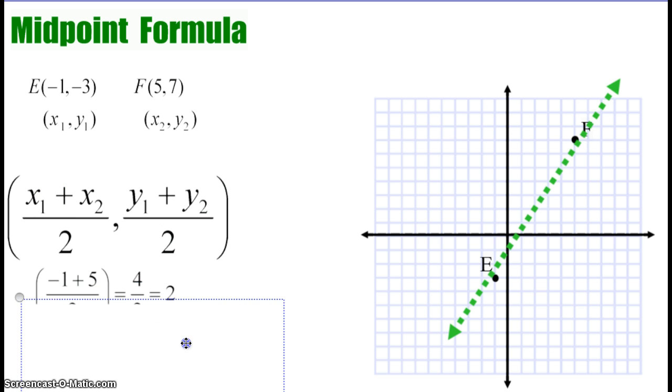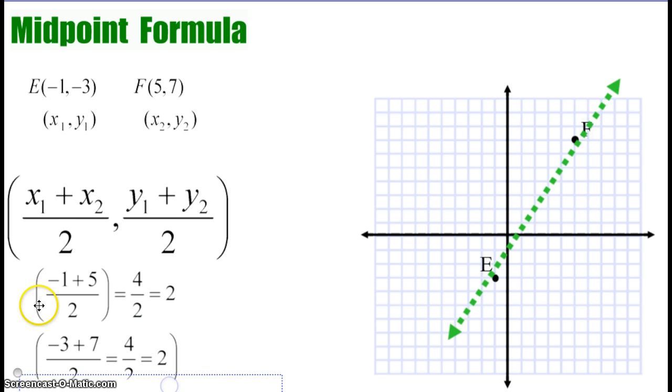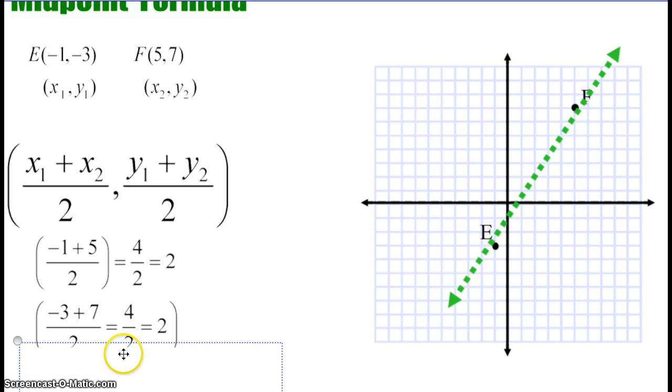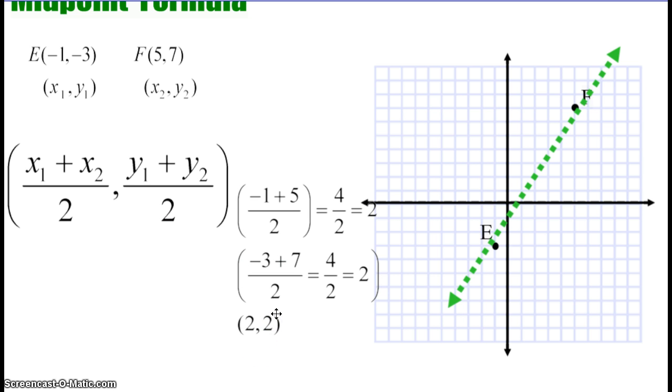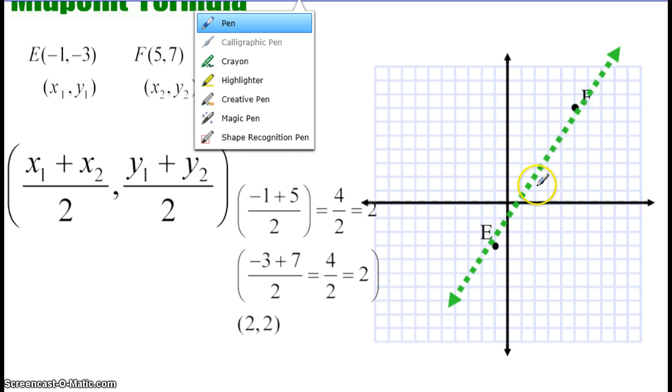substitute into the formula. So if I look at just my x's, I'm going to take -1 plus 5, that's 4. I'm going to divide it by 2, and that's 2. For my y values, I'm going to take -3 up here plus 7, divide it by 2, so I get 4 divided by 2 is 2. Now please note, your final answer that we're looking for is an ordered pair, 2, 2. So the midpoint of this segment is at over 2, up 2.